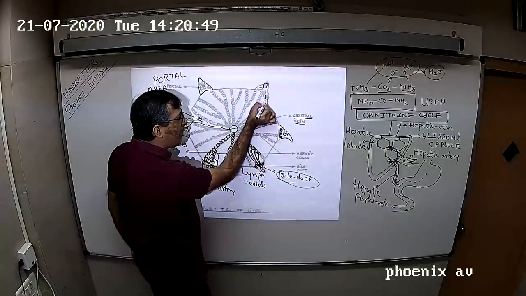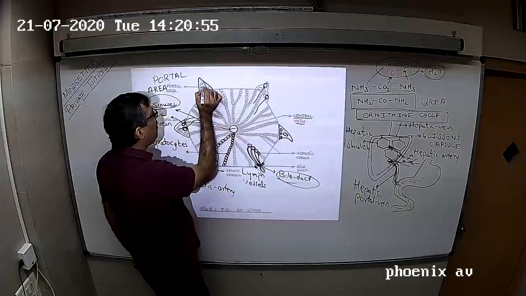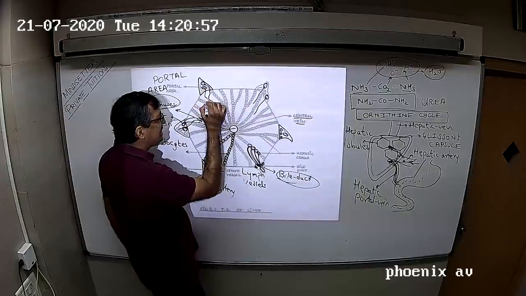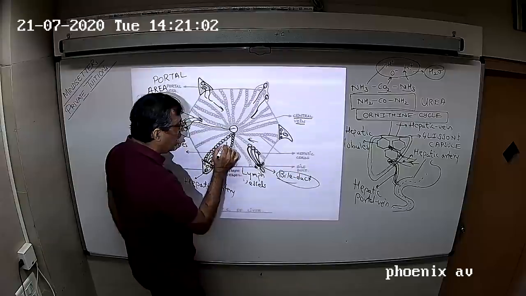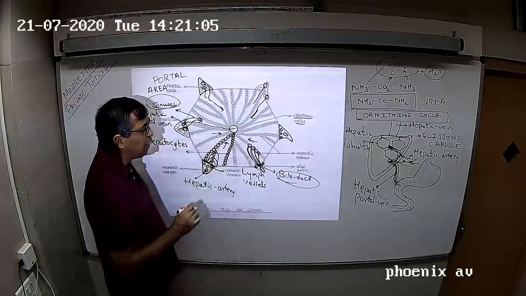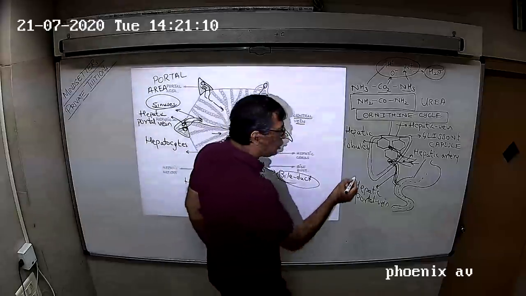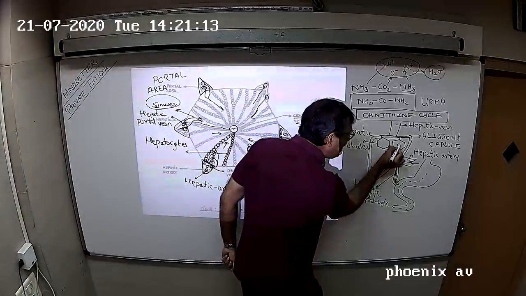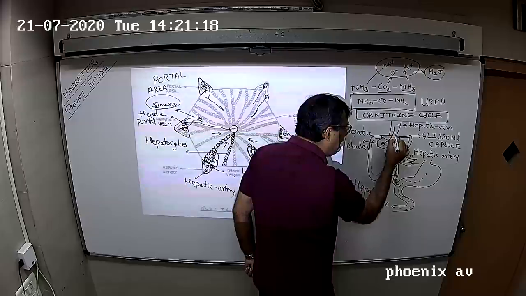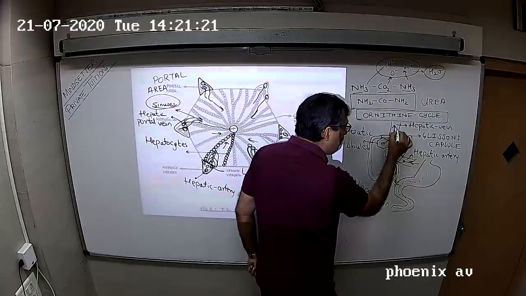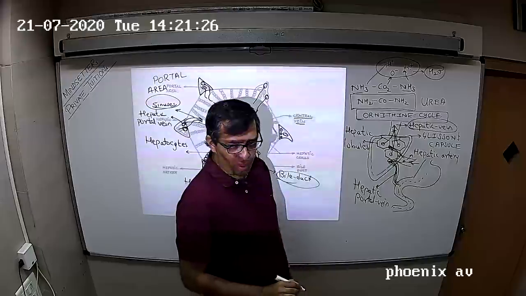So where is blood entered into? Hepatic artery, hepatic portal vein, into sinuses. And where will all this blood from the sinuses enter into? From the sinuses, the blood will enter into the central vein. And from central veins of all hepatic lobules, the blood will collect together and go into the major vein, which is called as the hepatic vein.